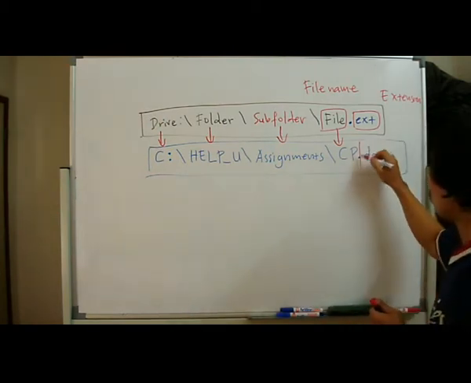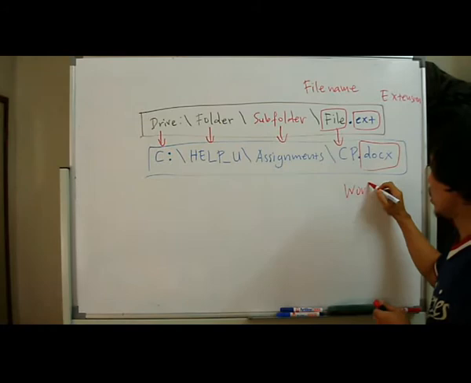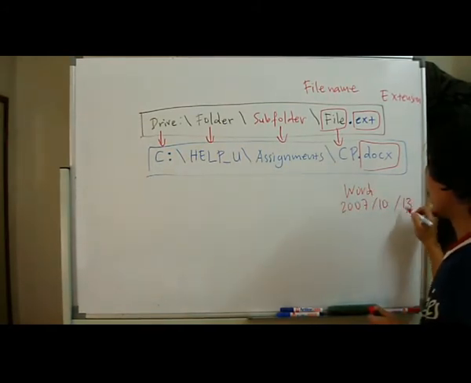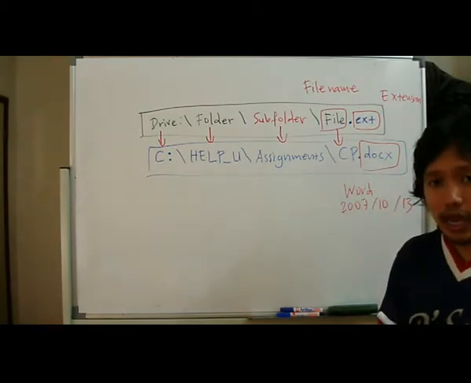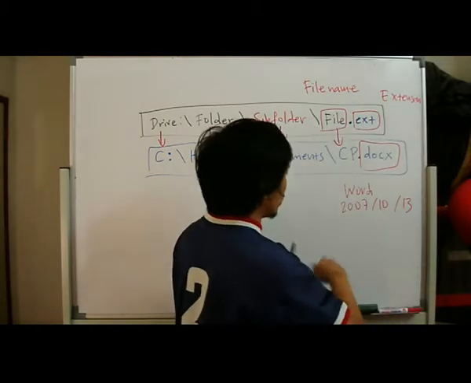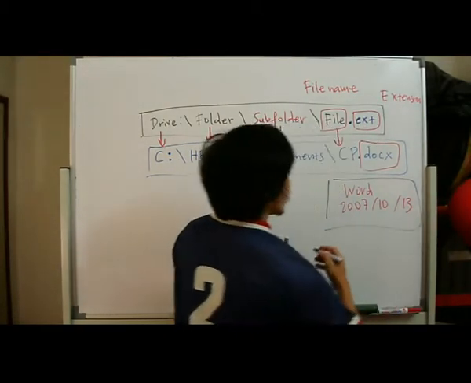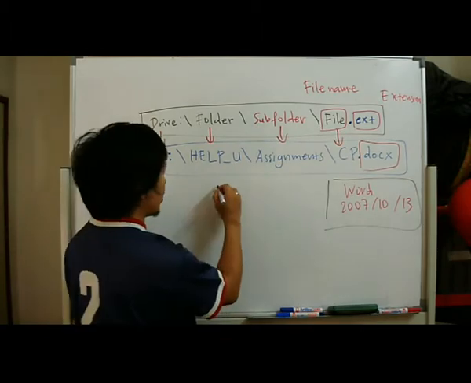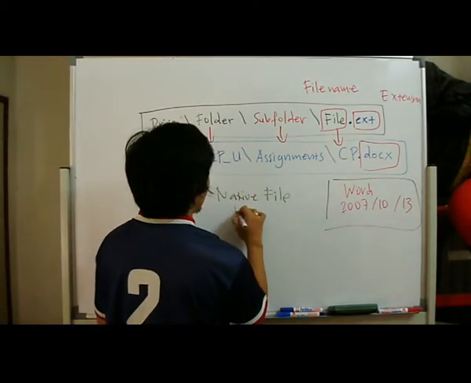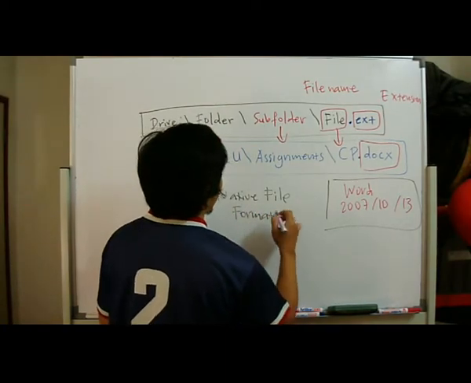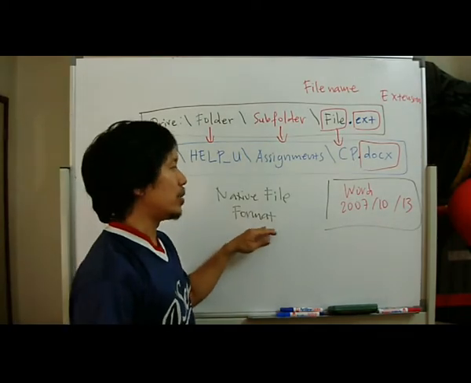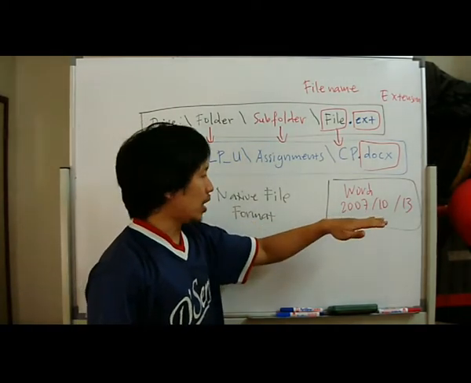For example, here is a file created using Word 2007 or 2010 or 2013, because it's DOCX. Now, all software, for example Microsoft Word, will have a native file format, meaning the kind of file that most likely will be created using that particular software.